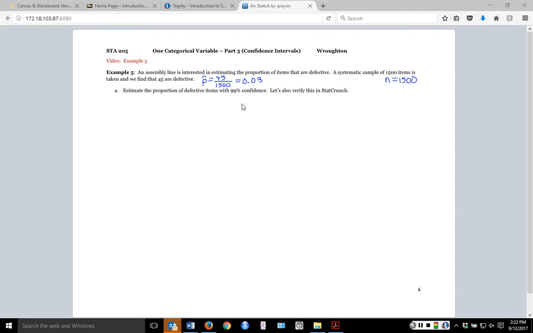Now in part A, we're asked to do this with 99% confidence, and we will also verify this in StatCrunch. So our first step when doing a confidence interval is to define our parameter, which here is our P, and defining what P actually is here in words. So P, since it's a parameter, is a population proportion. And here it's that proportion of defective items on this assembly line.